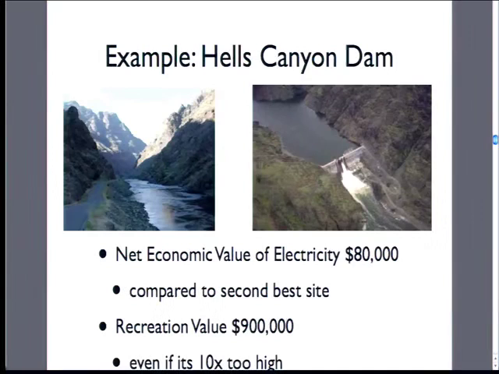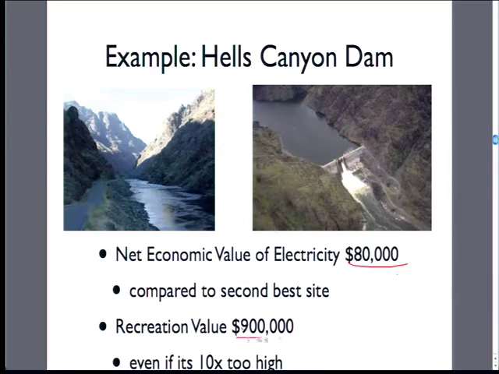So they came up with a value. It's what's called a run-of-the-river dam. So if there's water running through, it generates electricity. And they came up with a value of electricity of $80,000 to build a dam there. The way they do that is they compare this site for making electricity to a second best site. So what's the opportunity cost approach? How much is this site incrementally better than the next best site? And then they did a travel cost study of the recreation of using this wilderness.